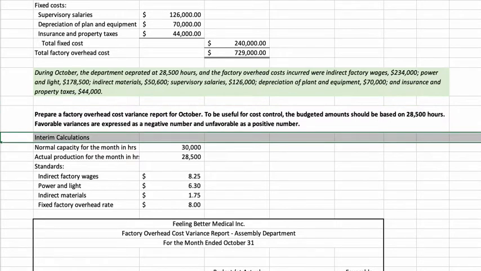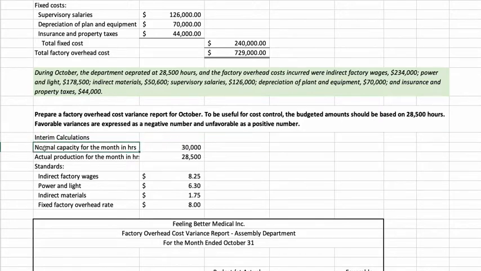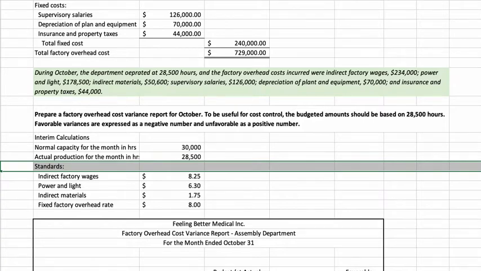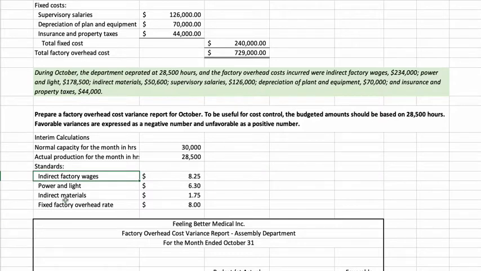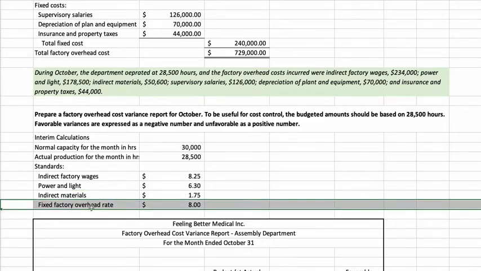So, I'm really big on interim calculations. So I went ahead and performed some interim calculations. First, I wanted to know what my normal capacity for the month was. That was 30,000 hours. But our actual production for the month was only 28,500. Now I wanted to look at what my standards should be based on this new mix. So I have my indirect factory wages, power and light, and indirect materials. We'll talk about fixed factory overhead rate in a moment.